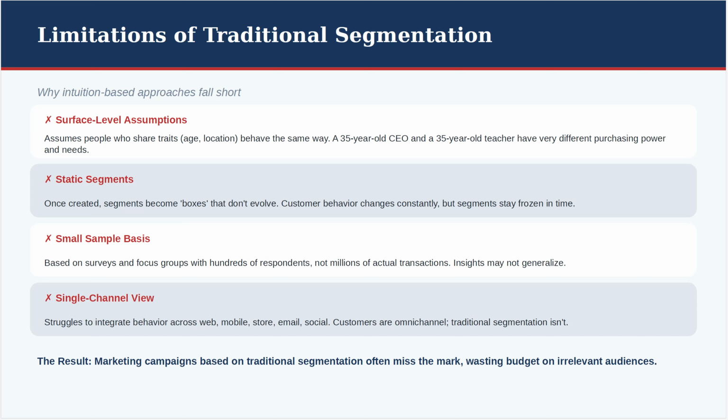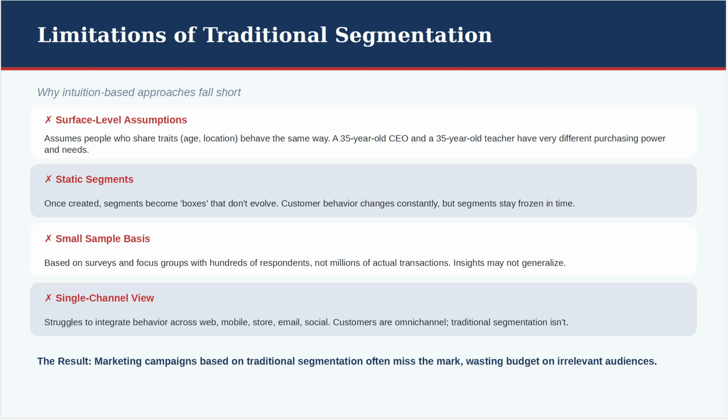Then small sample size is another problem. So a survey of 500 people is 0.001% of a million customer base. The margin of error is pretty big. So you're making $1 million decisions on very tiny samples. In contrast, AI segmentation uses all your data, every transaction, every click, every day, every hour.